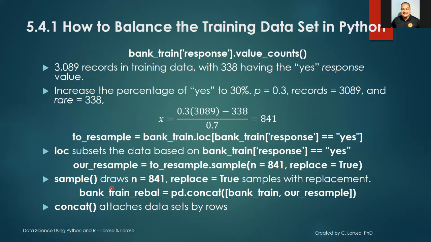To check that the desired percentage of yes responses was obtained, examine the table of the response variable. It will display a table which will show that there are 1,179 records out of 3,930 with a yes response, which amounts to about 30%.